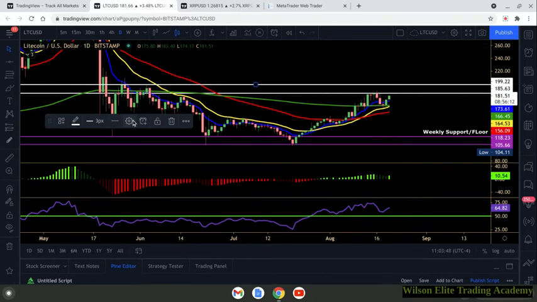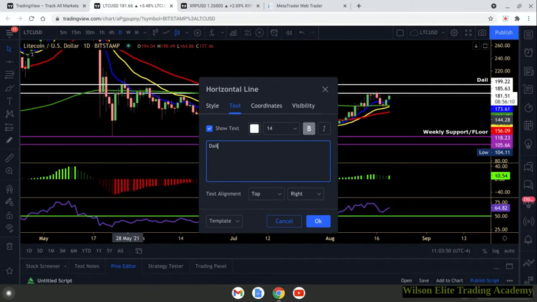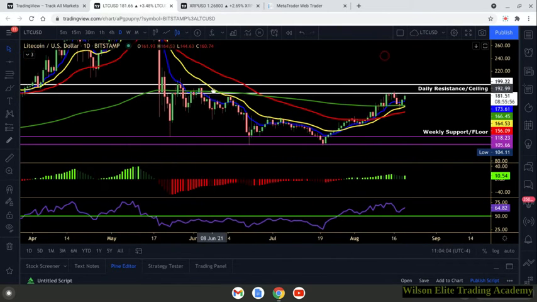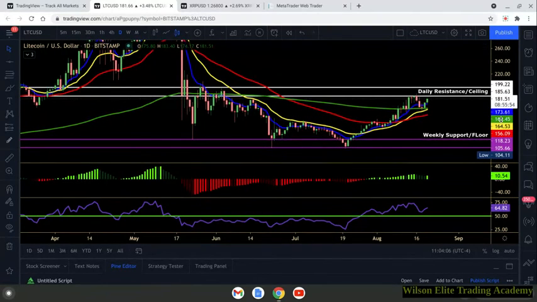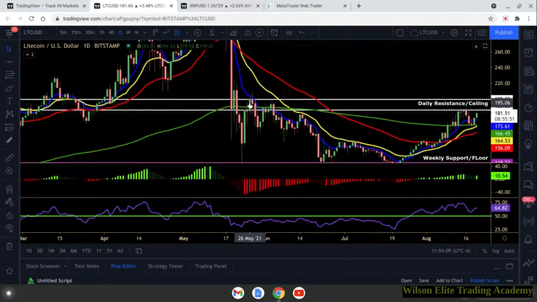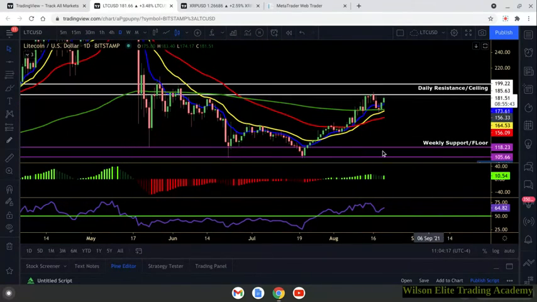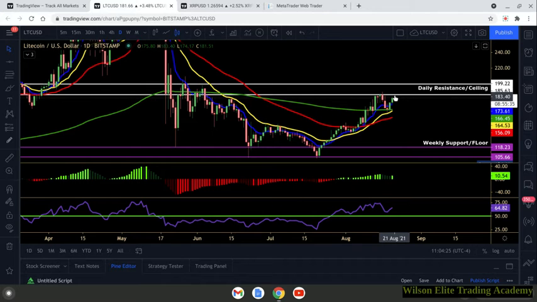Okay? So we'll write it. Daily resistance / ceiling. Okay? And we save it. So now, look how many touches. Remember I say you get 2 touches minimum. That's a zone. So right here, touch. It touched in here. It touched. So we got a lot of touches. So this is our zone. This is our floor from a weekly standpoint. This is our ceiling from a daily standpoint. So now this is where we at.